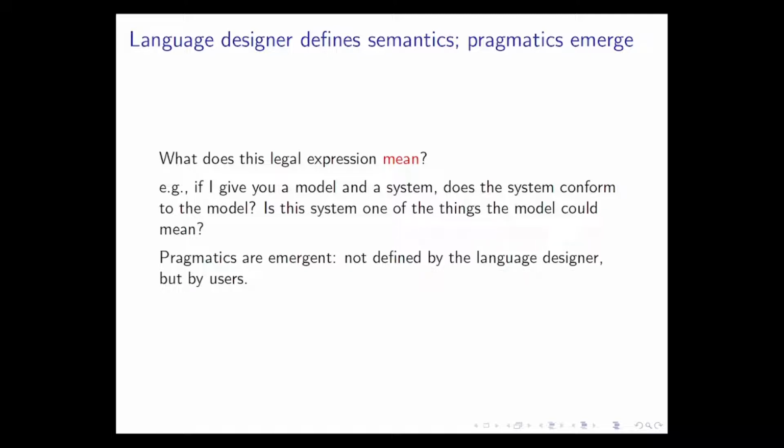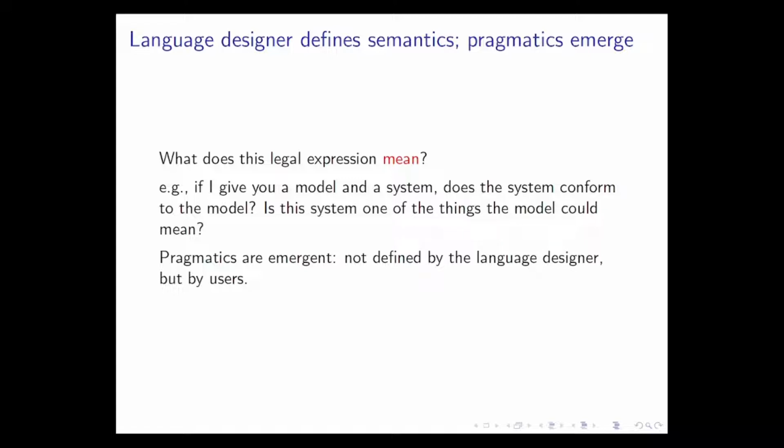And one way of thinking about that is via denotational semantics. We're going to say, given a model, there's a set of things that this model could mean, could be referring to, a set of things that conform to this model. And then the question we want to be able to answer is, is this system one of them?